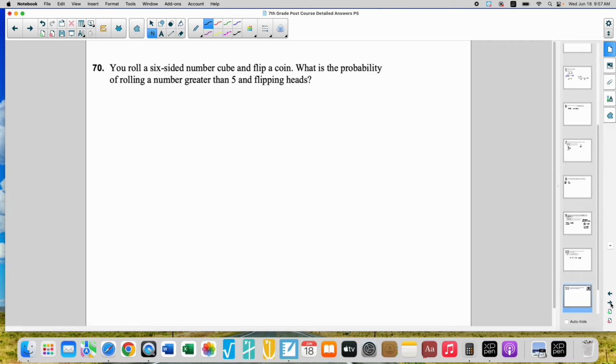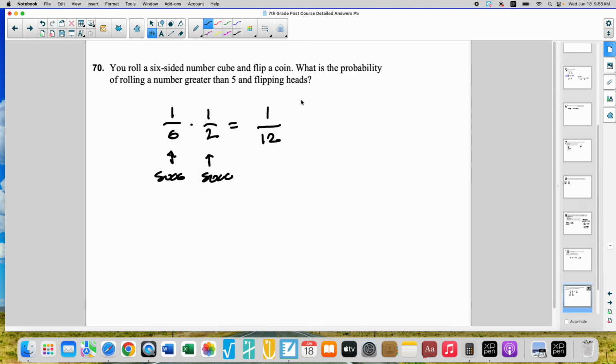You roll a 6-sided number cube and flip a coin. What is the probability of rolling a number greater than 5 and flipping heads? There's only 1 out of 6 numbers greater than 5, and there is a 1 out of 2 chance of flipping heads. So it is going to be 1 out of 12. These are always assuming success: 1 success out of 6 possible, 1 out of 2 possible. So it's 1 in 12 probability.